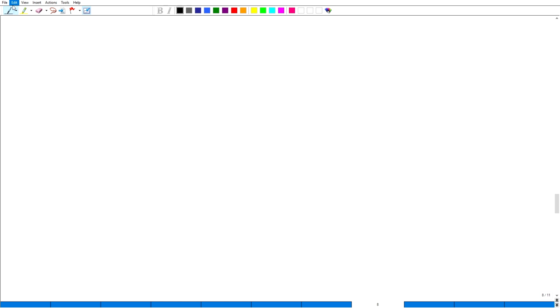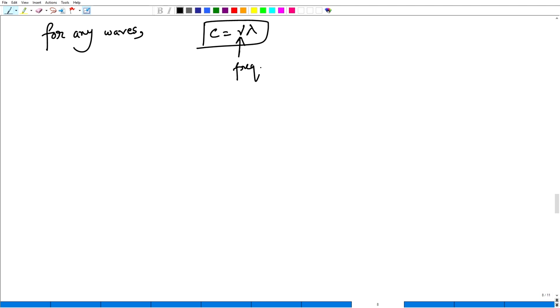Now, for any waves, be they electromagnetic waves, mechanical waves or sound waves, the basic relation is c equals nu times lambda, and we are considering electromagnetic waves, that is why we are writing c here. This is our frequency and this is the wavelength.